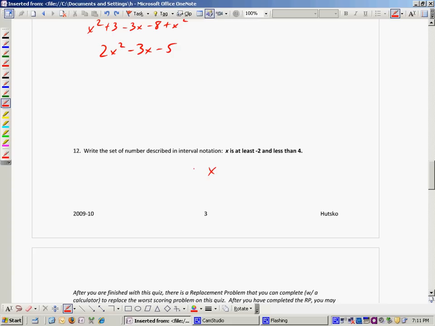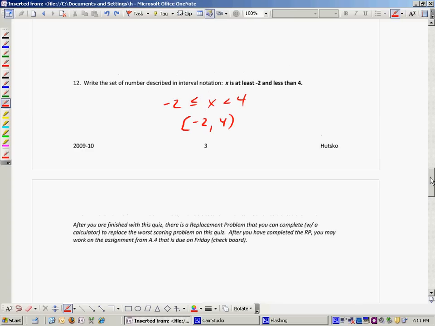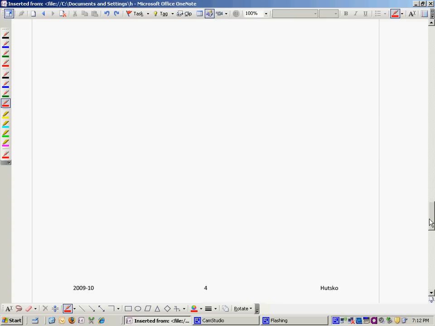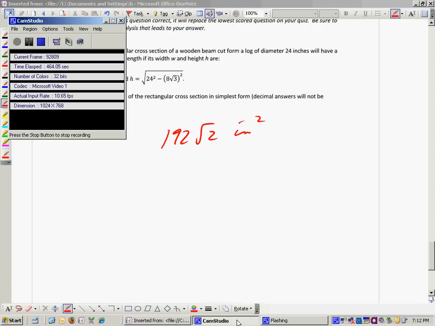In interval notation, so if x is at least 2, that's true, and it has to be less than 4, so that's true. Take one more step, writing in interval notation, and that's your answer. If you want to talk about the replacement problem, we could do that in extra help, but your answer to the replacement problem was 192 root 2 square inches. Okay, hope this helps. If you have any further questions, come to extra help or ask in class.